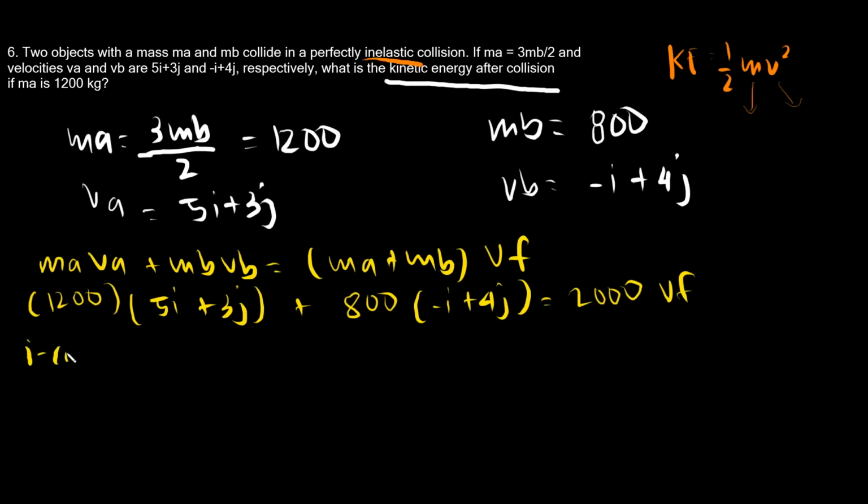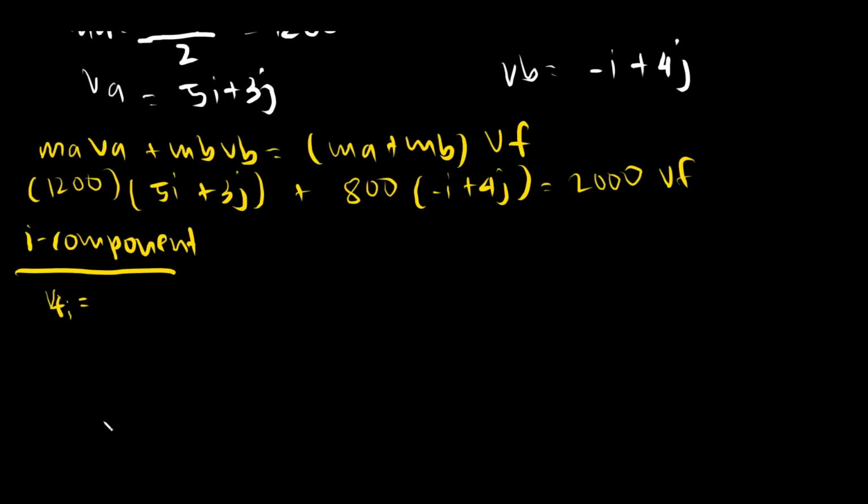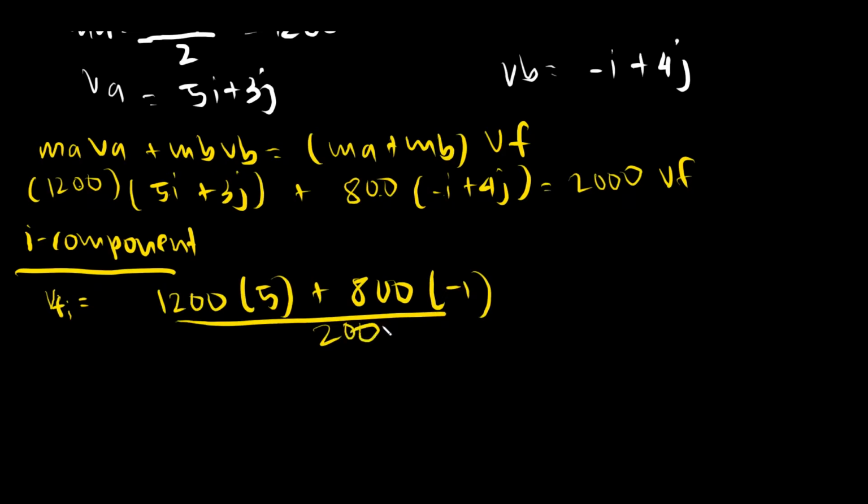imo pong i-separate og solve ang iyang I components and J components. So, first, I components ta. Okay, so, to solve for the I component of your final velocity, VF, ano na lang. Okay? So, 1,200 times 5 plus 800 times negative 1 divided by 2,000. Okay? Answer is 2.6i. Okay? Now, the J component na ta.